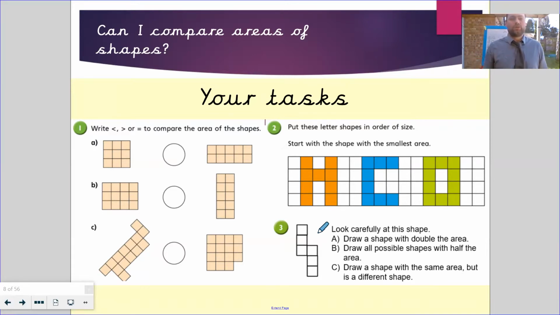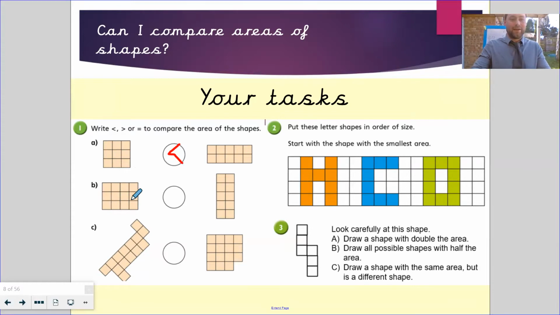Okay, right, we're going to go to the answers very quickly. Okay, we have a look at these shapes here. This shape here, if we count all the squares up, has an area of 9. And over here, if we count all these squares up, we have an area of 10. So this shape over here is greater than the shape here.